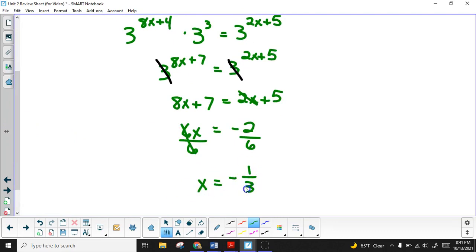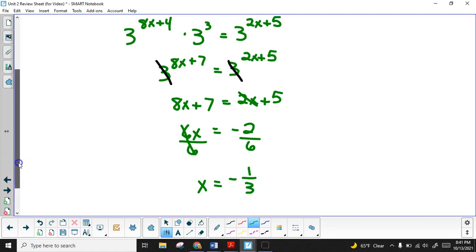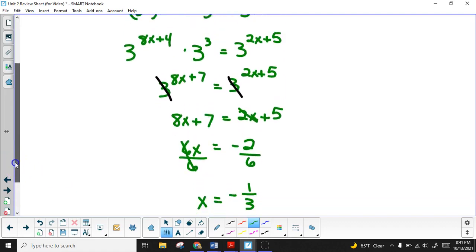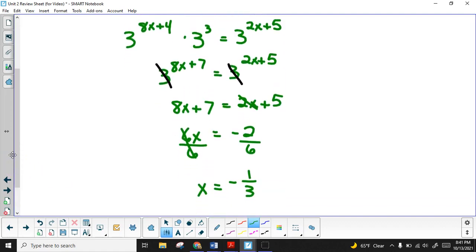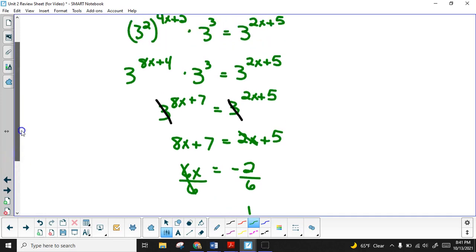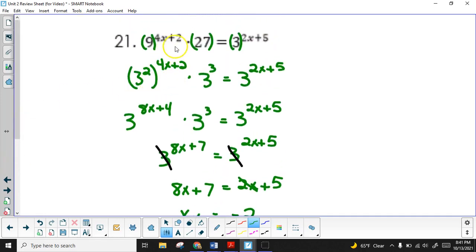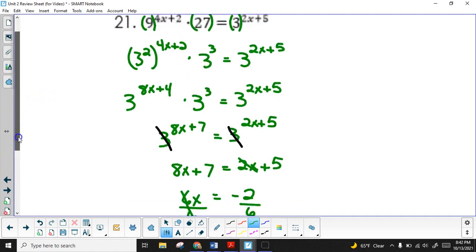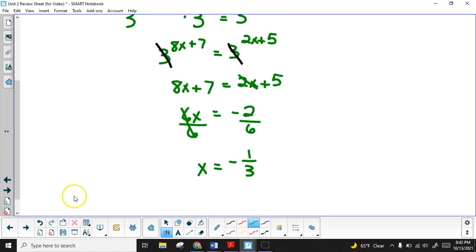Now, can we have a negative answer? We need to make sure that what we'd be evaluating is okay. If we would plug it in and we would be evaluating the log of a negative number, then that would be a problem. But since, if we plug it in, we're not evaluating any logs here, we can raise numbers to negative exponents, and that's perfectly fine. So our answer here is x equals negative 1/3.